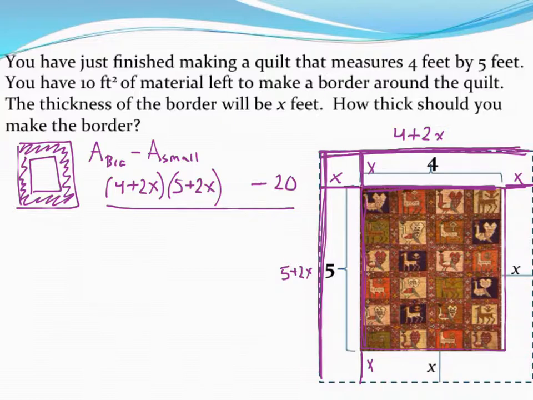Going back to the problem, it says that we have 10 square feet of material to use for the border. So this is how much area the border is going to take up. I want that to be equal to 10. So there's the equation I want to solve.